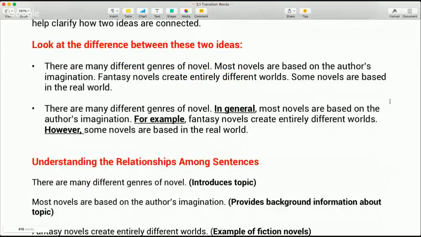There are many different genres of novel. In general, most novels are based on the author's imagination. For example, fantasy novels create entirely different worlds. However, some novels are based in the real world.